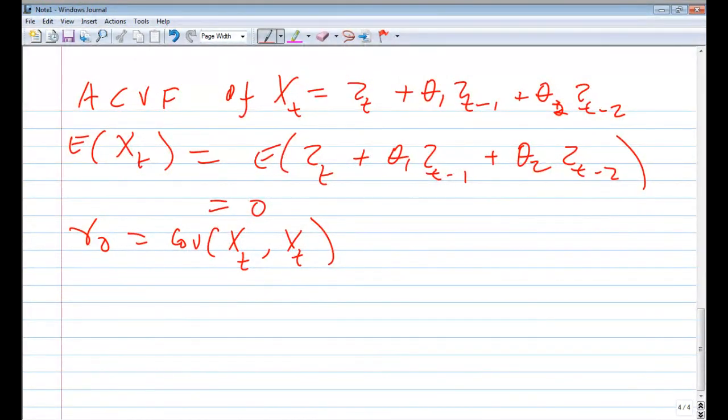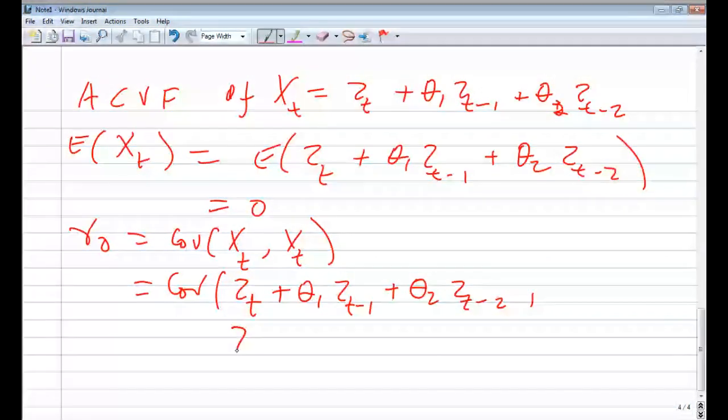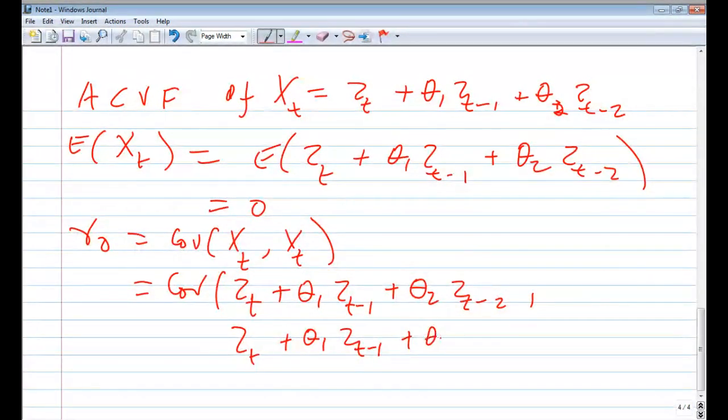So this time around, we're going to use the covariance of xt. What is the meaning of covariance of xt and xt? xt is zt plus theta 1 zt minus 1 plus theta 2 zt minus 2. So it's going to be the covariance of zt plus theta 1 zt minus 1 plus theta 2 zt minus 2, and another xt, again zt plus theta 1 zt minus 1 plus theta 2 zt minus 2. Then you close the brackets.